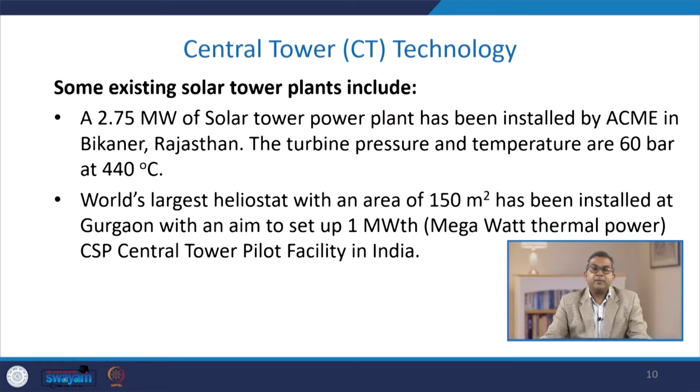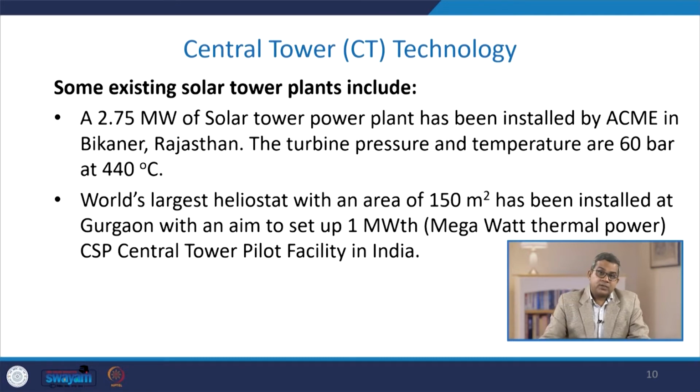Now, there are some existing solar tower plants. This includes a 2.75 megawatt solar tower power plant. This has been installed by ACME in Bikaner, Rajasthan. The turbine pressure and temperature are 60 bar at 440 degrees Celsius.